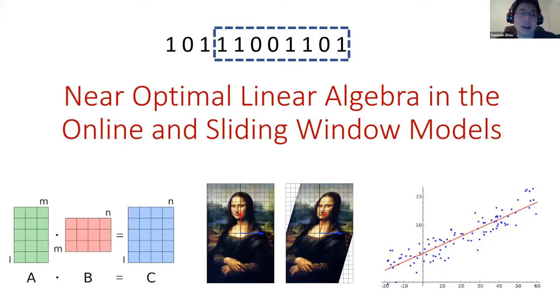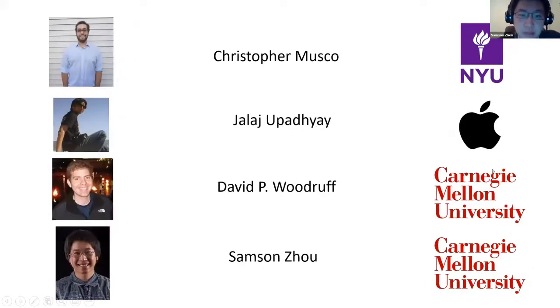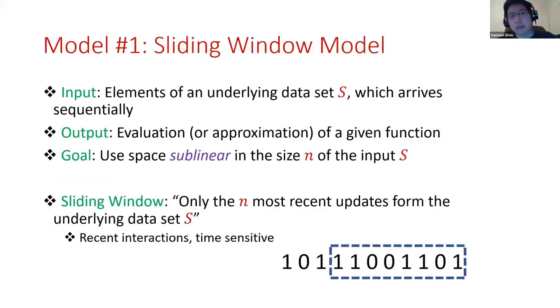Okay, so I'm giving a talk on near-optimal linear algebra in the online and sliding window models. This is work by Vladimir Braverman, Petros Drineas, Cameron Musco, Christopher Musco, Jalaj Upadhyay, David Woodruff, and I'm Samson Zhou. So let's start by breaking down the title, in particular the models in the title.